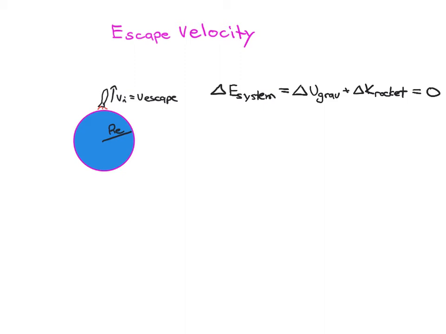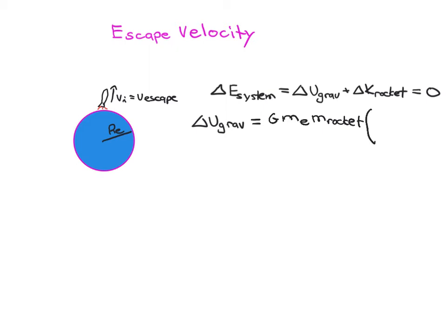And now we're going to make use of the correct way to calculate changes in gravitational potential energy, which, as you now know, would be written for the system of the Earth and the rocket, just in general. It's this universal constant G times the mass of the Earth times the mass of the rocket.